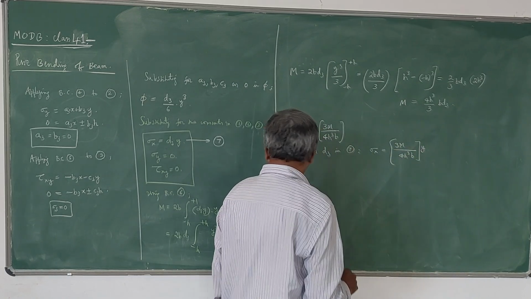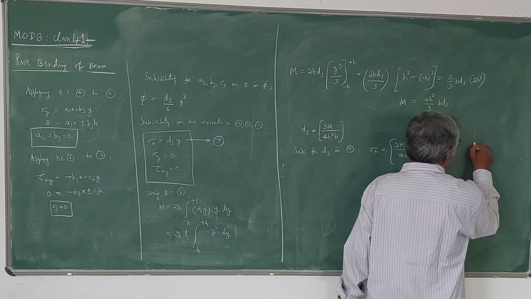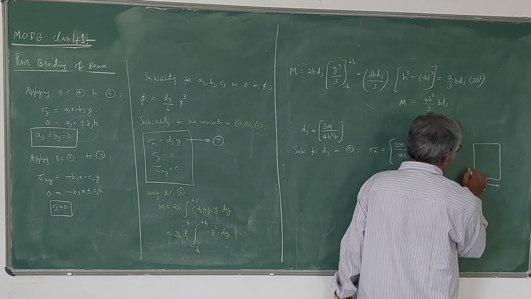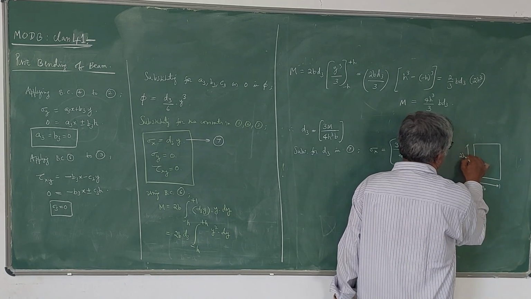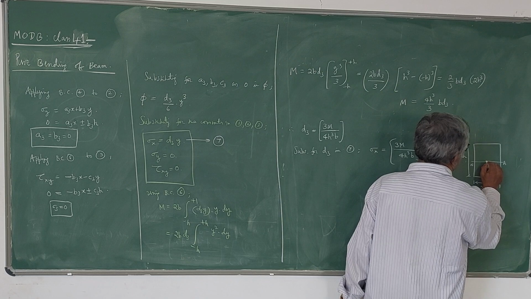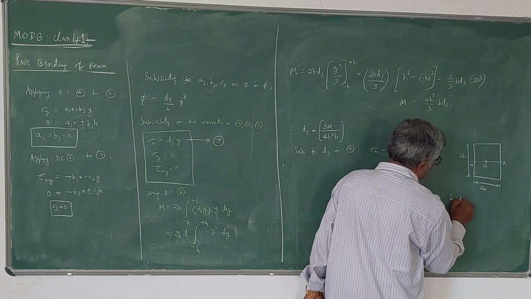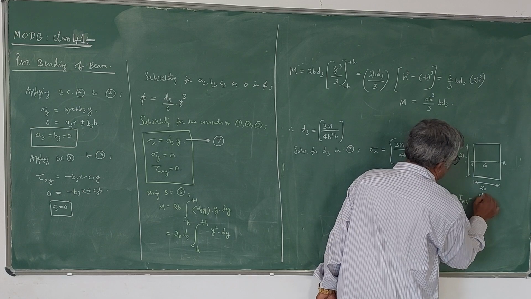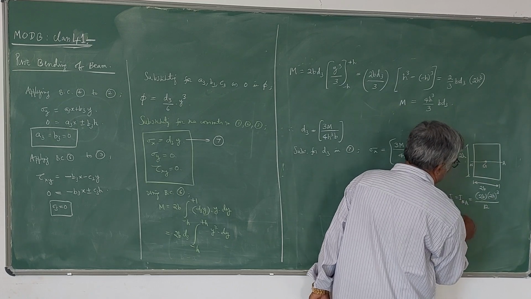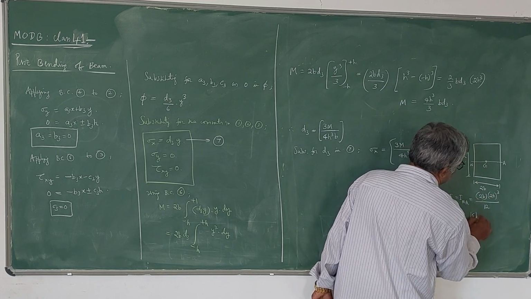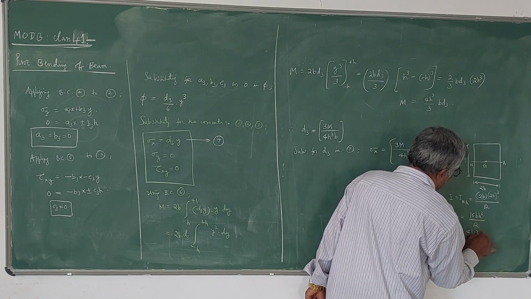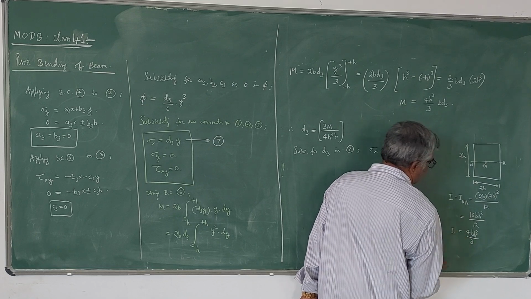Now let us see the value of the moment of inertia for the rectangular section we have considered for the beam. This is 2b, this is 2h. This is a rectangular section. The moment of inertia about the neutral axis is b d cube by 12. So I is equal to I N A, which is b as 2b here into d as 2h here, divided by 12. So you get 16 b h cube by 12, or 4 b h cube by 3. So I is nothing but 4 b h cube by 3.